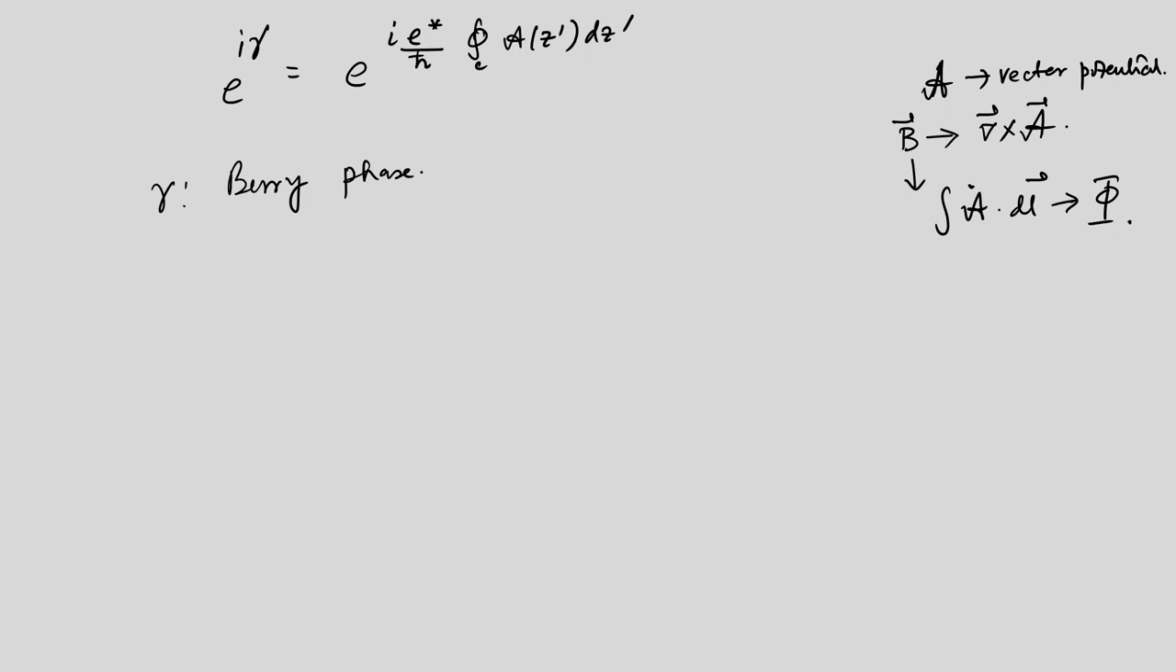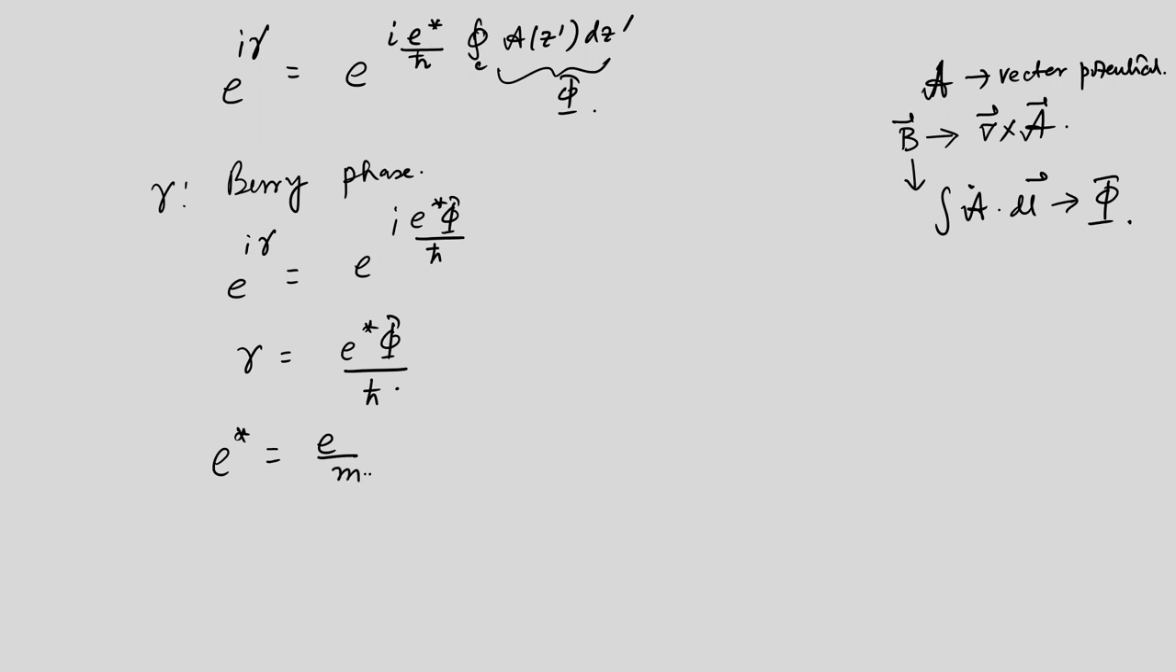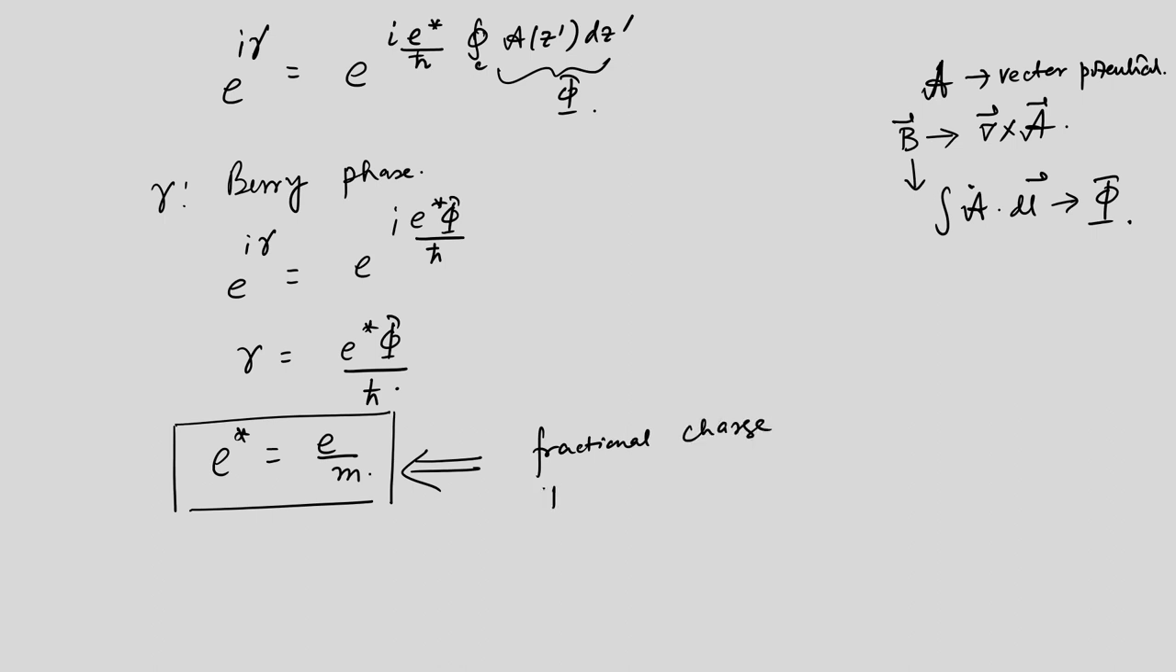and so if you equate the two and know that this is equal to the flux phi, then exponential i gamma is equal to exponential i e star phi by h cross, and then of course your gamma comes out to be e star phi over h cross, and we know that e star is equal to e over m, where m is that fraction, say for nu equal to 1 over 3, m is equal to 3. So e star is equal to e over m. So this is the fractional charge here. It is a topological charge. I mean, it's a topological invariant, or you can call it a topological charge. And this is the topological invariant.